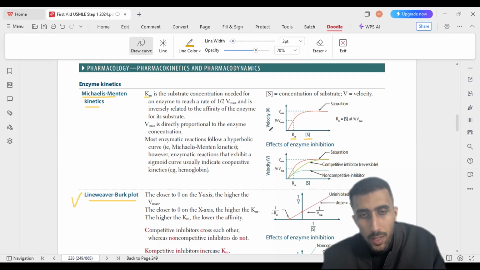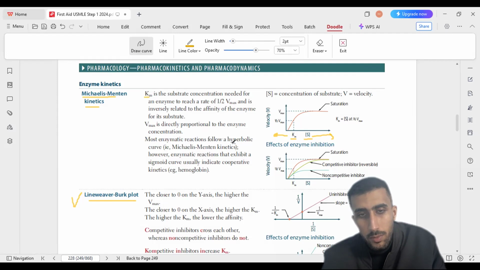So if the affinity of the enzyme for its substrate is high, the Km is going to be lower, it's going to decrease. On the other hand, if the affinity of the enzyme for its substrate is not so good, the Km is going to go in the opposite direction and increase.